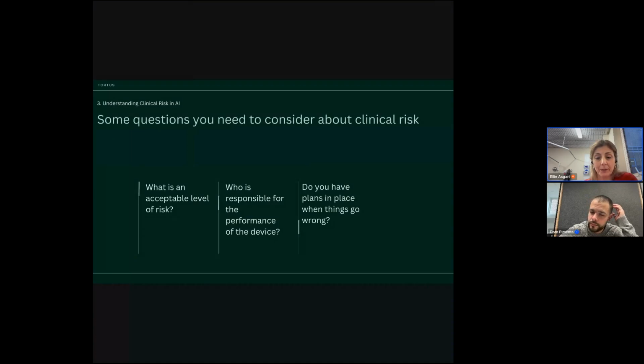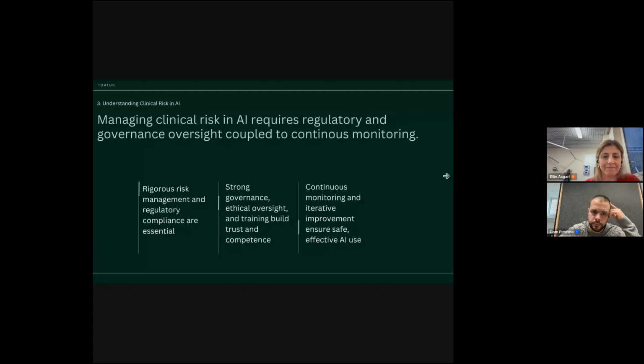Who is responsible for the performance of the device? I think it's really important, and I'm sure most organizations have this when they procure a device, that they have an agreement with a provider to say who is responsible for which bit, who is going to follow up, and do you have a plan in place when things go wrong? And I think that's the key for the governance structure for the risk assessment. So I think we've gone through this. Key messages: rigorous risk management is important, strong governance is important, and continuous monitoring is very important.